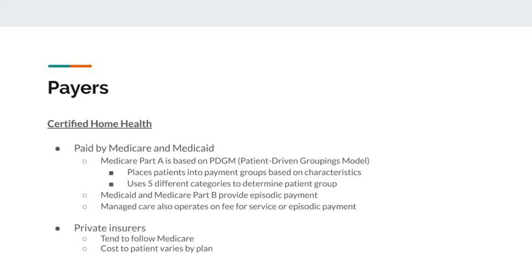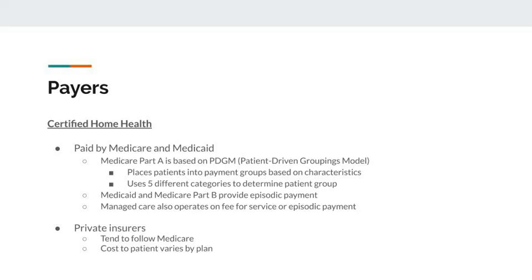It's a prospective payment system. What that means is it's one fixed payment for 30 days of care, and they determine that payment based on the patient-driven groupings model. Basically, this places patients into payment groups based on their characteristics from 5 different categories. These categories are admission: where did they come from? So did they come from an institution like a SNF or a community admission?